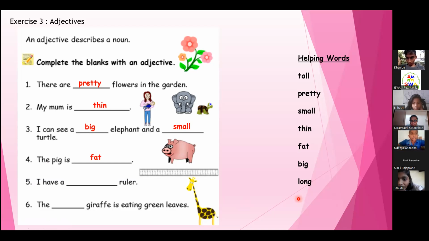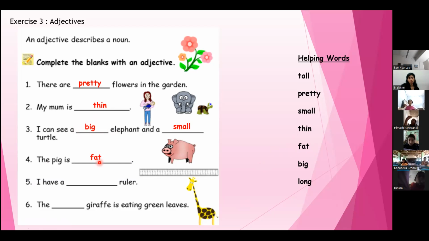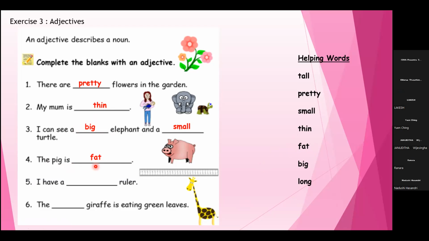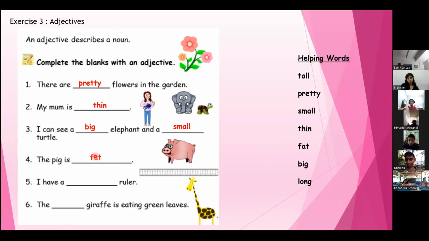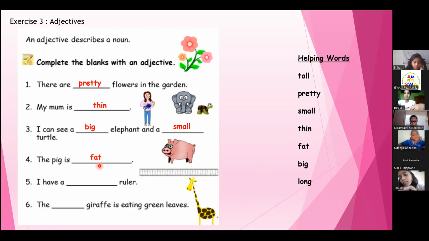Yes, we can say big, but we already used the word big here. So we are going to use another word, fat. But of course, you are right. A pig is big is also correct because it looks big. Yeah, but we already used the word here. Therefore, we use another word, fat. Okay, you are right. Well done. Good job. Okay. Next, who would like to read number 5?